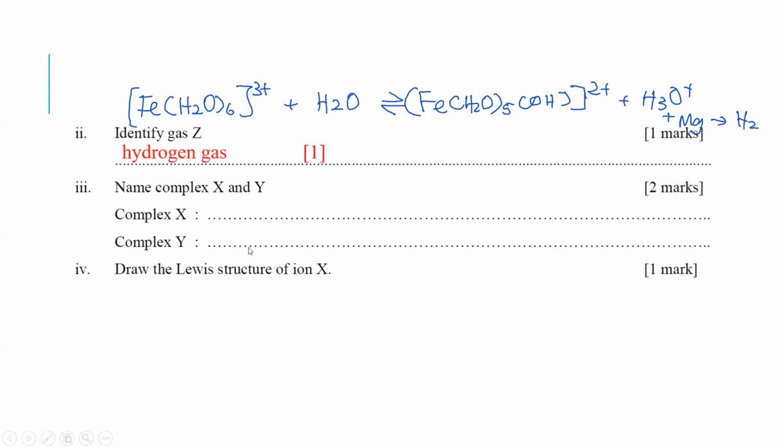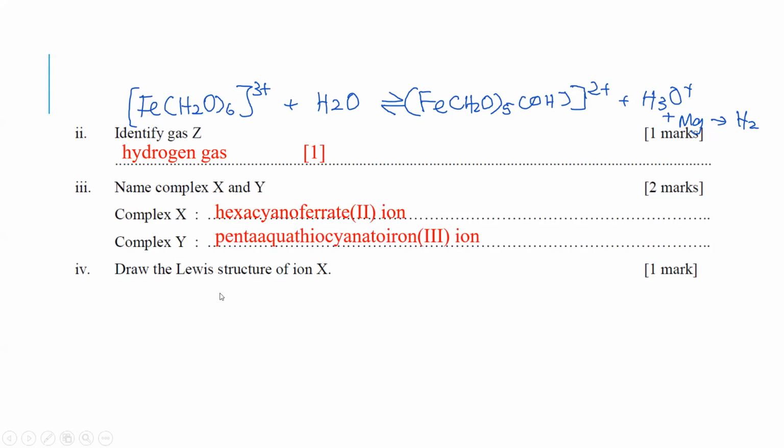So if you don't know, then never mind, it's just 1 mark. But now when you do this question, you should probably guess that it is due to the release of hydrogen gas in here. Okay, number 3, name complex X and Y. So X is, as I already explained just now, hexacyanoferrate(II) ion, and then Y is the pentaaquathiocyanatoiron(III) ion. So you must know how to name them.